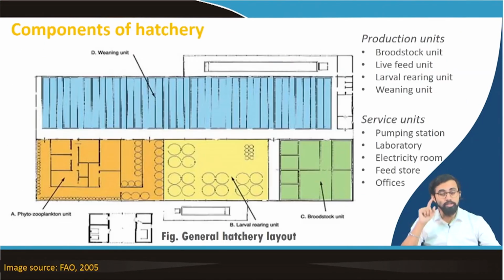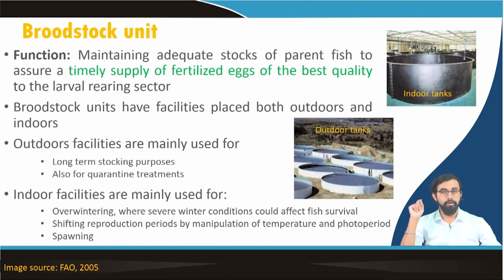Also remember this drawing. We are going to discuss it in more detail in the coming slides. First the blue weaning unit, the deep blue phytoplankton and zooplankton unit, the larval rearing unit in between, then the broodstock unit. How they will be connected, I will be discussing soon. In the case of the broodstock unit, we maintain an adequate stock of parent fish to assure the timely supply of fertilized eggs of the best quality to the larval rearing sector, right?